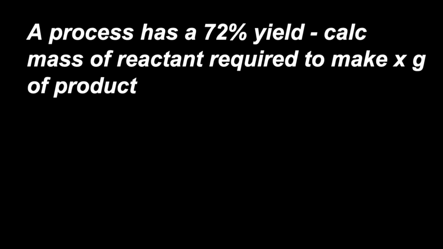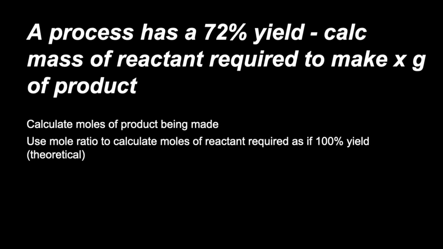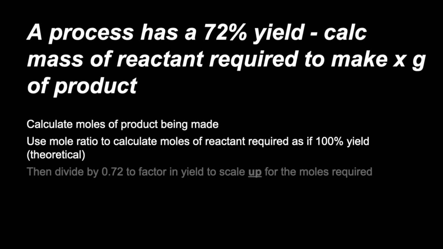And then the opposite of that is a question like this. A process has a 72% yield. Calculate the mass of reactant required to make a certain number of grams of product. So again, we calculate the moles, but this time of the product being made. We use the mole ratio to calculate the moles of reactant required, assuming it was 100% yield. And then we need to scale up now to factor in the drop from the yield. So we do that by dividing by the yield. So dividing by 0.72 in this case would scale up.